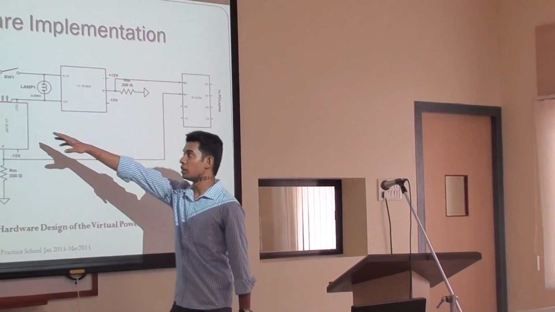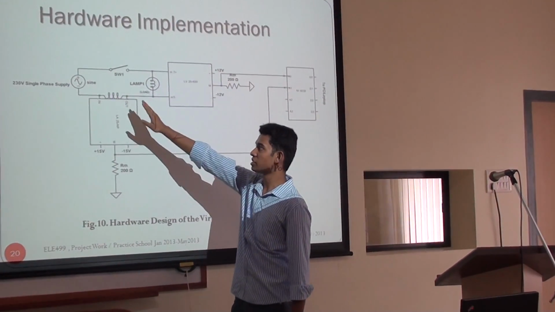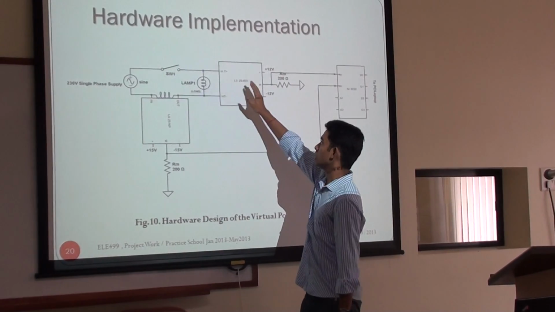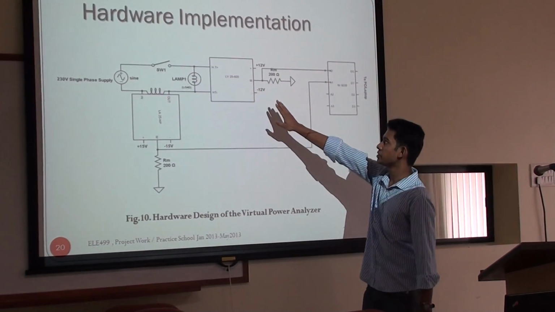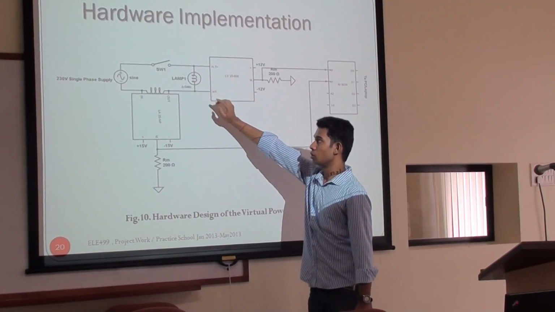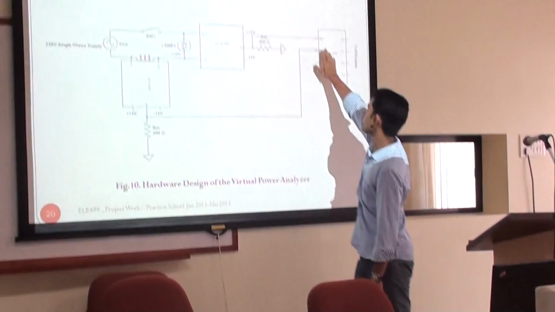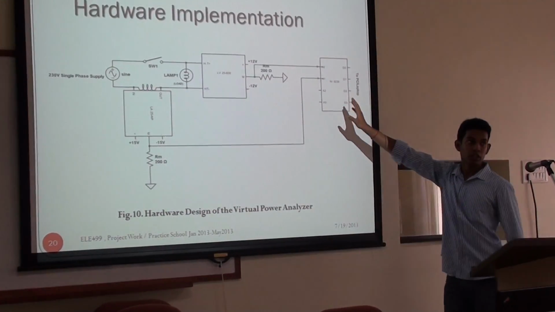As you can see in the diagram, this is a 230 volt single phase supply. This is a current sensor which is in series with the circuit. Here we have an LV 25-600 voltage transducer which is connected in parallel across the load. Now, the voltage across this resistance is fed to the channels of the DAC card.